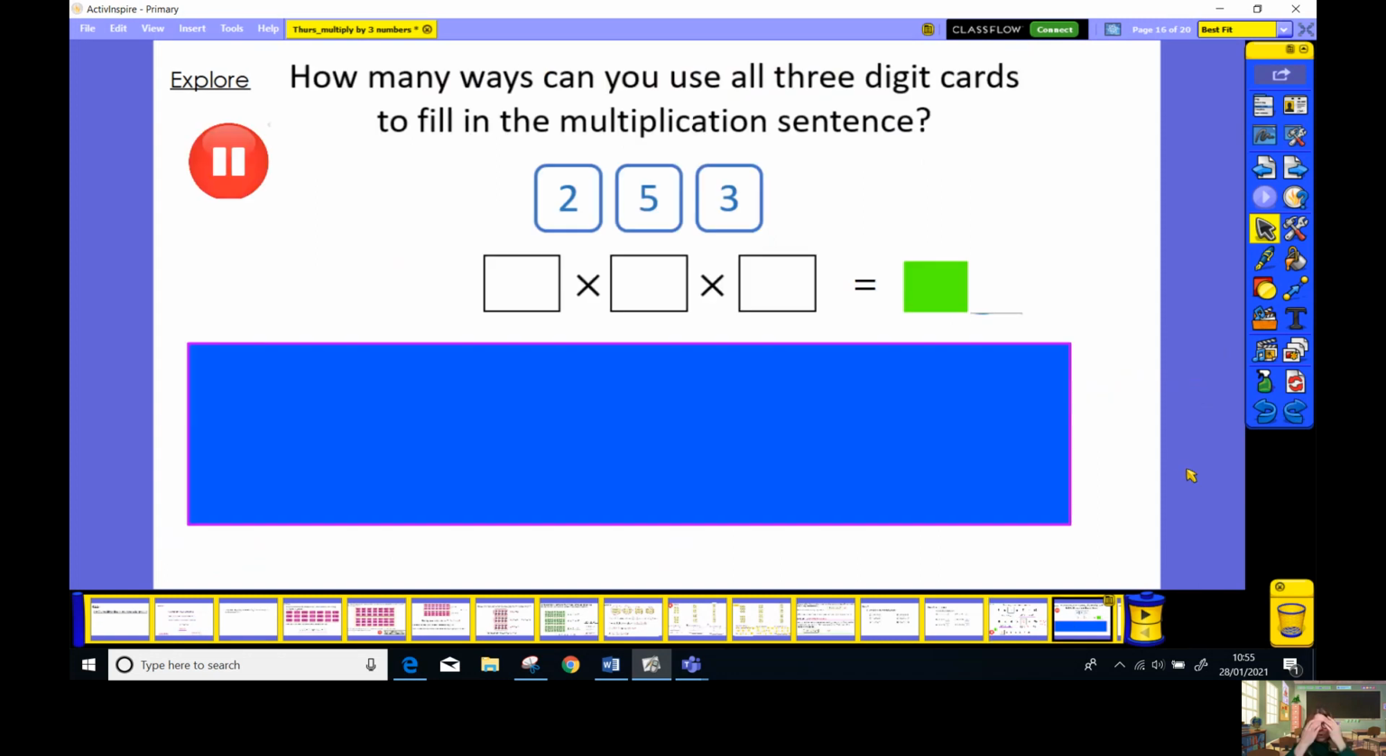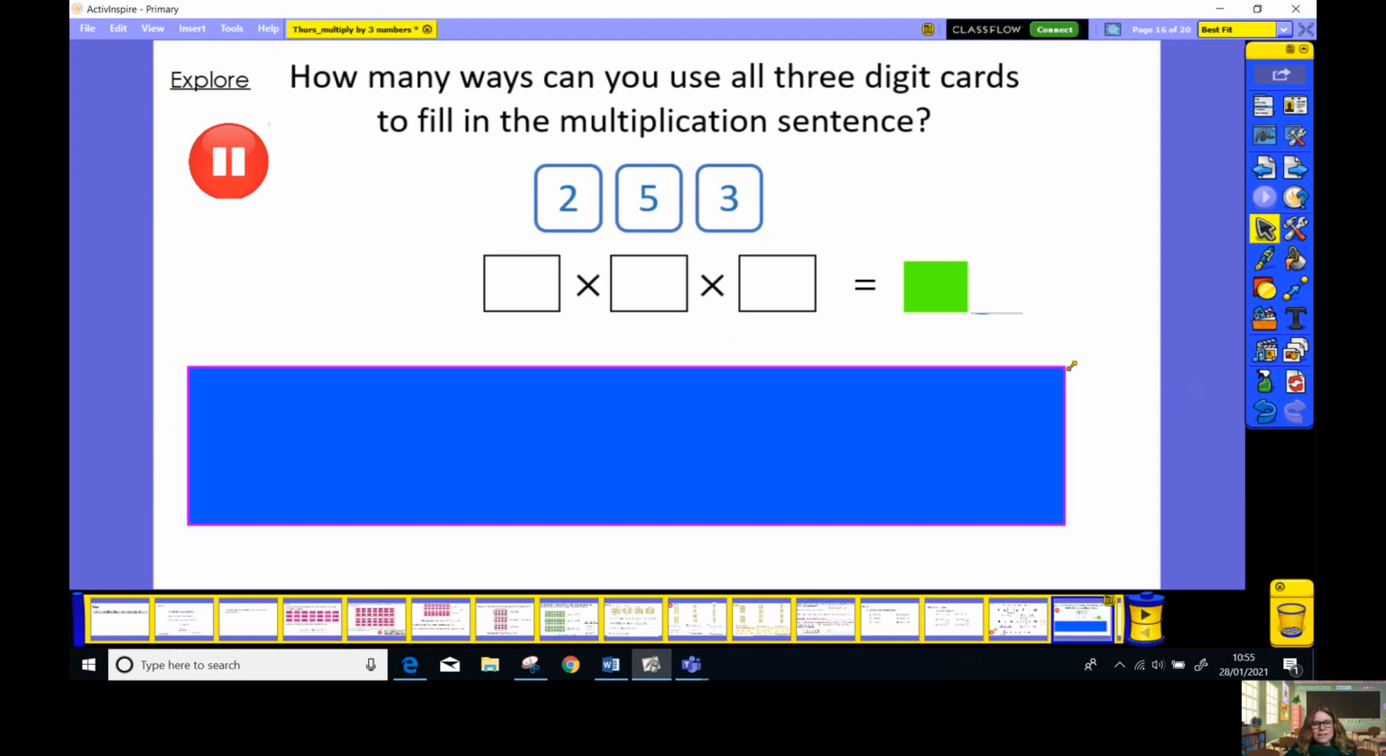Let's have a go at a slightly more problem-solving calculation now. We're going to use these 3 digits. How many ways can you use all 3 of these digits to fill in the multiplication sentence? Think about how you could move these digits round. Think about what the product would always be. Pause the video and have a go at that now.